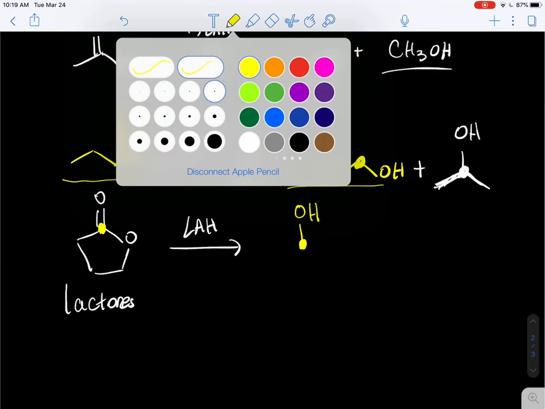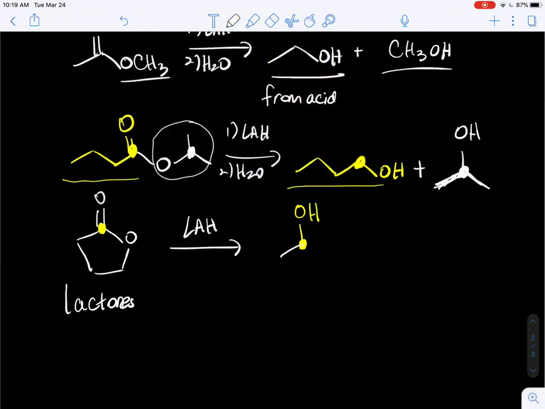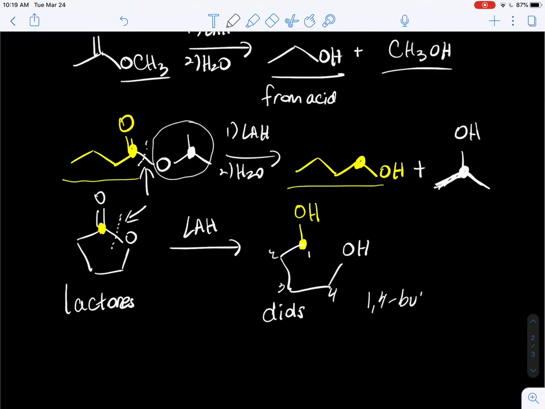Now in white here, we have all of these carbons still bonded to one another. And then what you'll notice is that this bond here, we can call it the ester bond if you want, breaks. So we're going to break that bond and we just make an alcohol. So in this case, lactones or cyclic esters form diols. This is 1,4-butanediol.